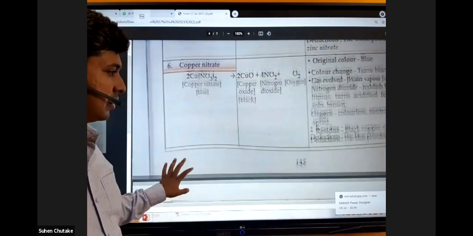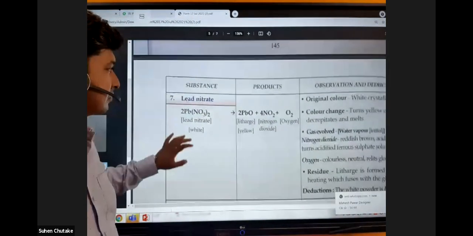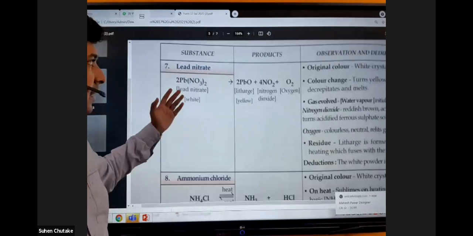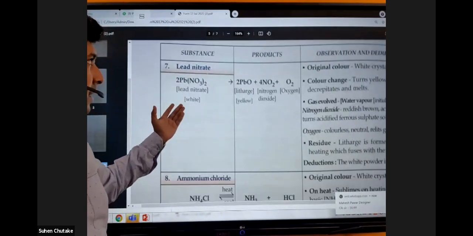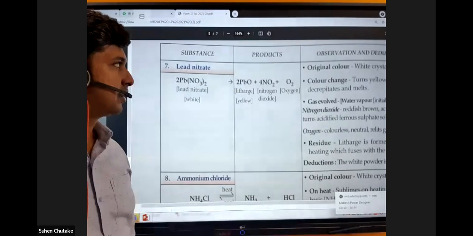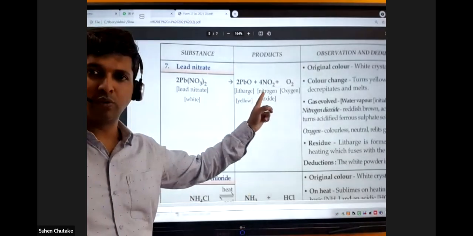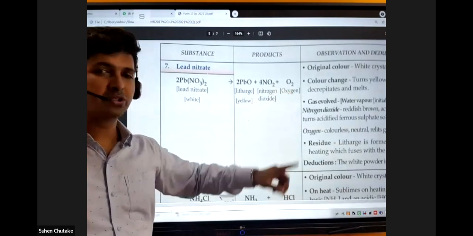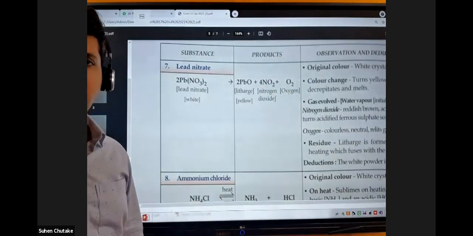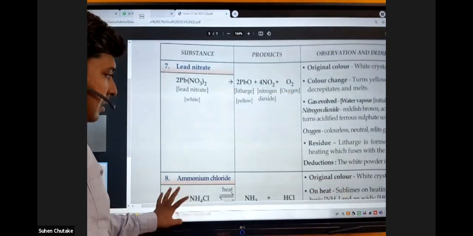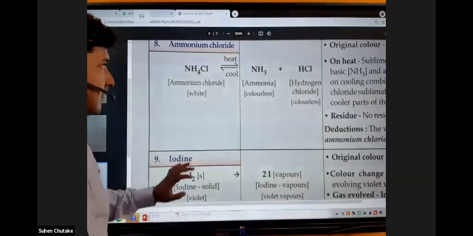Oxygen will rekindle a glowing splinter. Then lead nitrate, white in color, will convert into litharge, which is yellow in color, that is PbO. PbO is lead oxide, but another name for PbO is litharge. Again, it's giving you NO2. NO2 is reddish brown in color, and oxygen, as I've told you, can rekindle a glowing splinter. So this is the way we can identify.